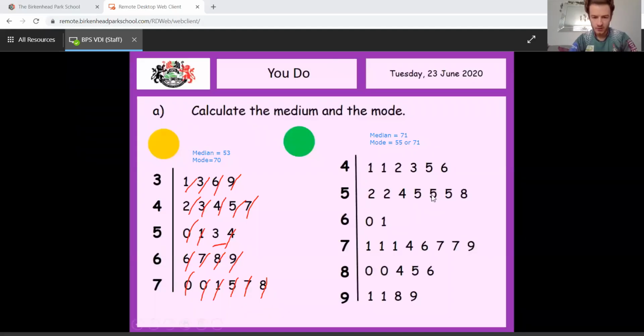Okay guys, so there are your final answers for this lesson. On the amber, the median is 53. I've crossed them out there just to show you right here. And the mode is 70. It's the only number that appears twice.